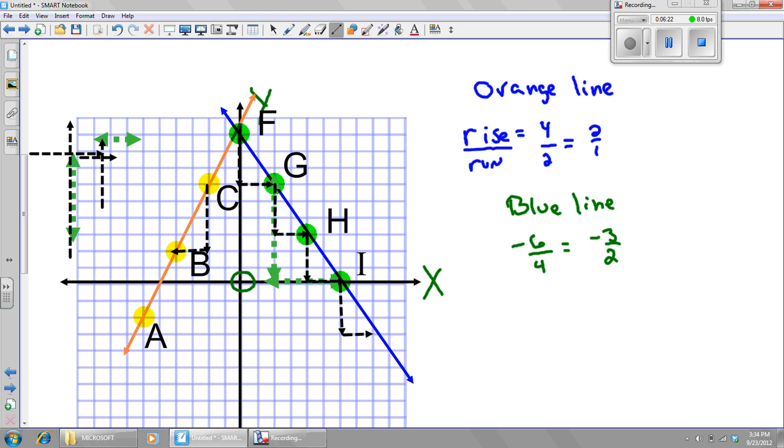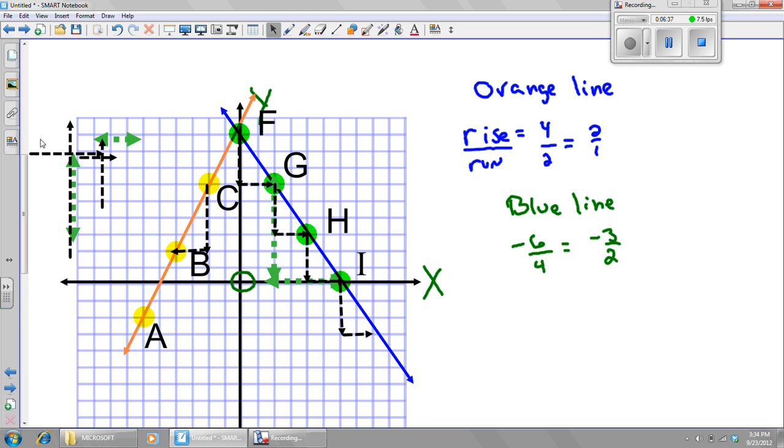It looks like I'm missing the line, but in actuality, that's just human error from my line being set up wrong; it's actually going through this point here. I apologize for that. But that's why it's so important to be careful when you draw your lines.